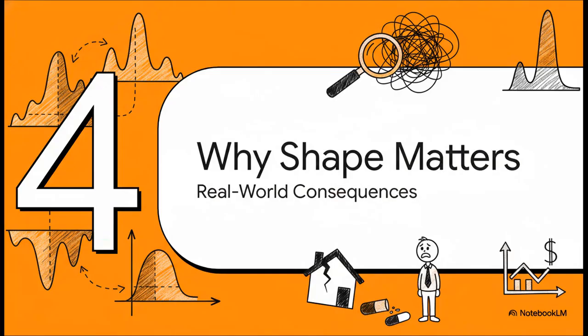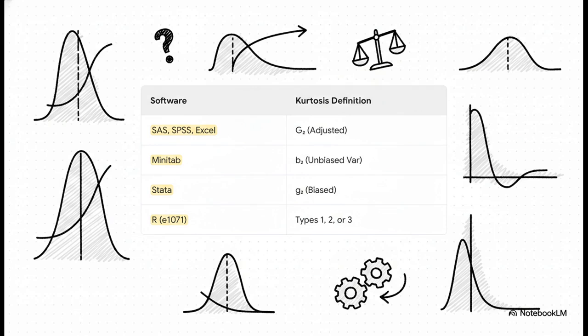Okay, so we've busted a century-old myth. That's cool. But why does any of this, skewness or this whole tail business with kurtosis, actually matter? Well, it turns out that ignoring the shape of your data can have some pretty serious real-world consequences. Let's start with the hidden trap you might not even know exists.